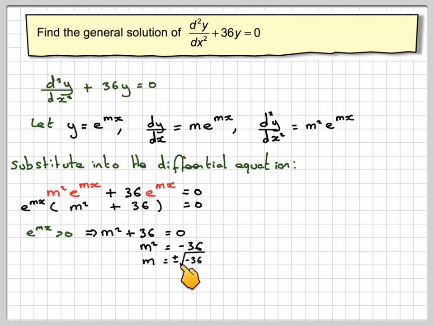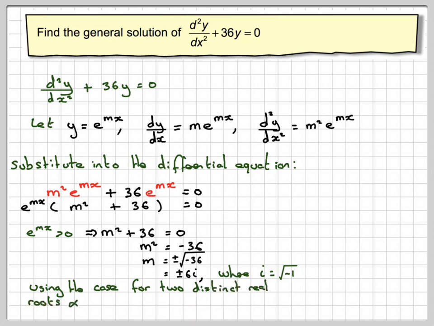m is going to be plus or minus the square root of minus 36, which is plus or minus 6i, where i is the square root of minus 1. So we've got two complex roots. So using the case for when we have two distinct roots for the differential equation, alpha and beta, we're going to let alpha be 6i and beta be minus 6i.